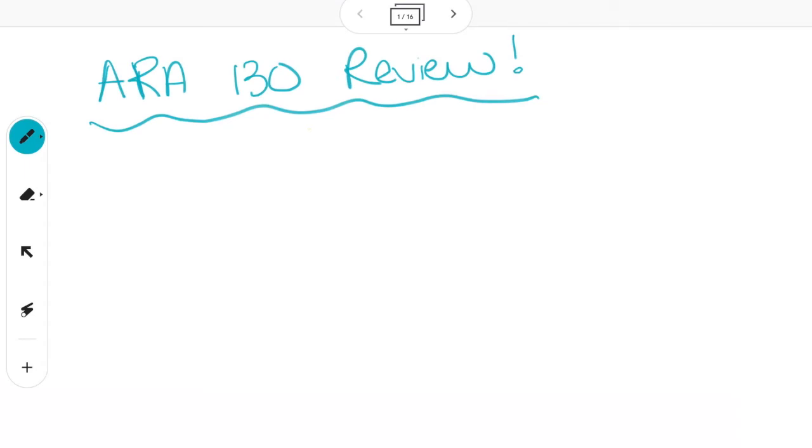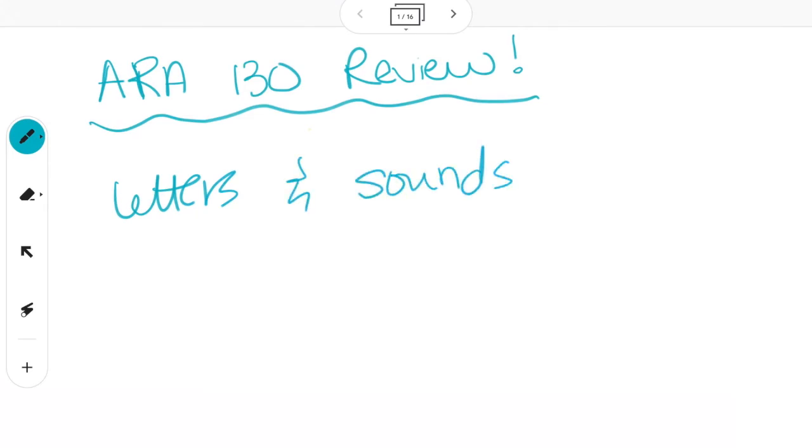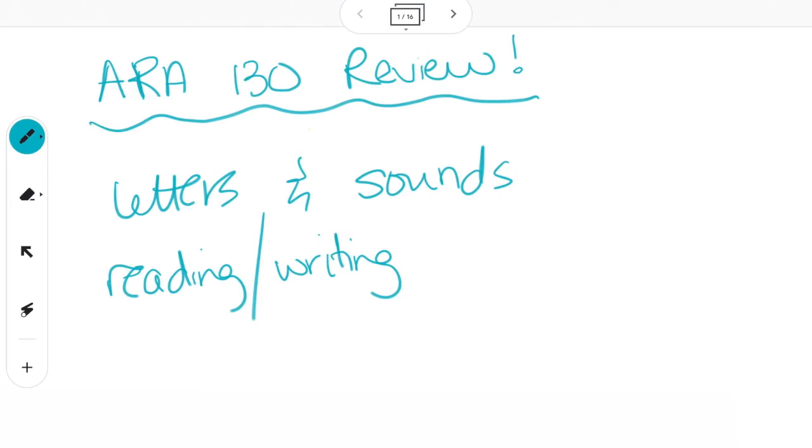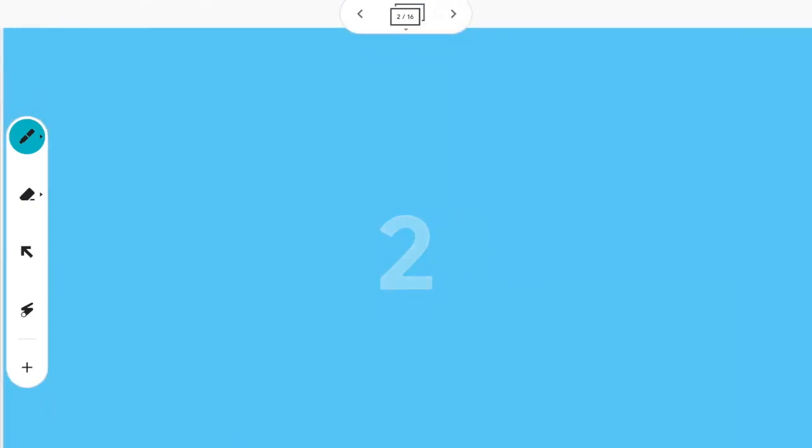We're going to start off with letters and sounds. In Arabic 131, you need to be proficient in reading and writing. So you should be able to recognize the letters, recognize words, and be able to pronounce them with a fair amount of ease. So let's go ahead and start.